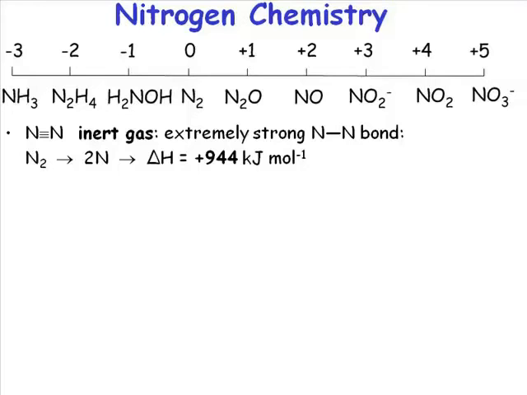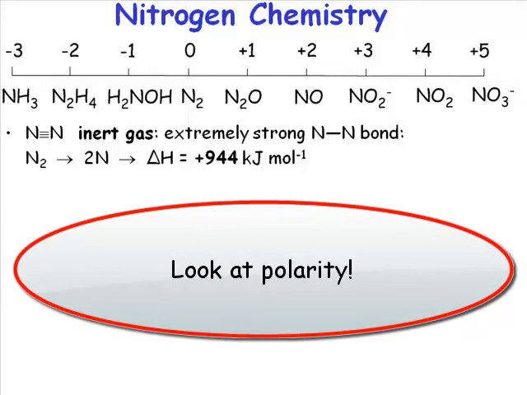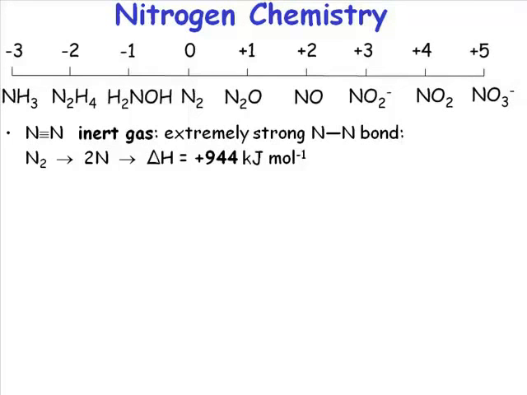The obvious place to start when you're surveying an element is with the element in its elemental form. And there is only one allotrope of nitrogen, the N2 triply bonded molecule. It's a relatively inert gas. Why is it relatively inert? Well, it's non-polar. If you're going to predict the reactivity of something, you have to look at its polarity. So nitrogen N2 is non-polar. Obviously it's non-polar because the 2 nitrogen atoms have the same electronegativity. So N2 is a non-polar molecule, and it's triply bonded.